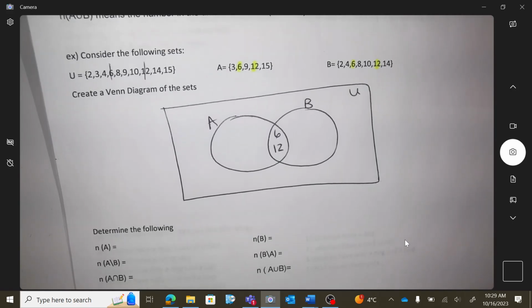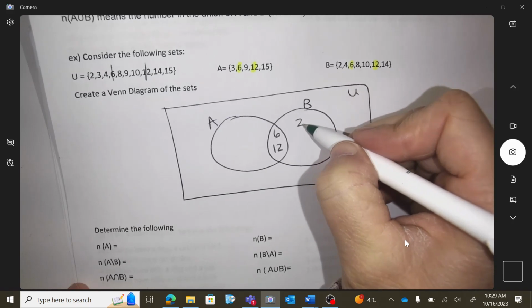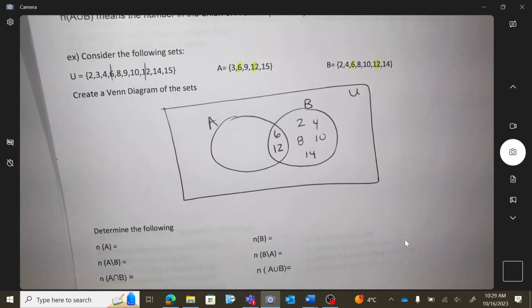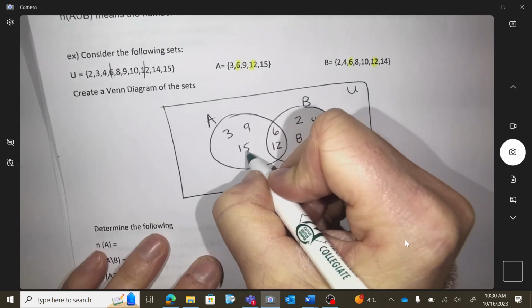Okay. Then we're going to put a 2, 4, 8, 10, and a 14 on that side. And this would have a 3, a 9, and a 15.